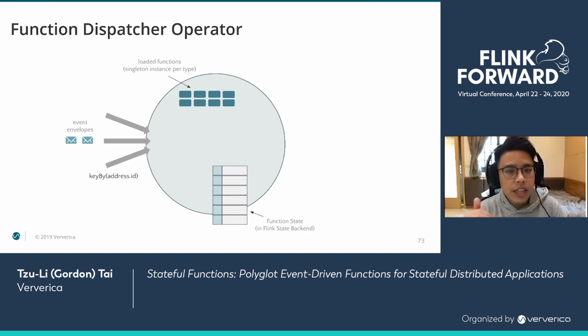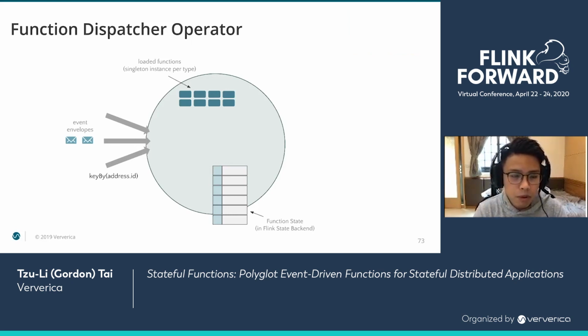Okay, now I want to take a closer look at the internals of the dispatcher operator itself. With this, you'll be able to understand how exactly our function instance is virtual. Now, within the dispatcher operator, there are essentially two important components. First is a registry of loaded functions here. Now, this registry consists of a singleton instance per function type. Notice it's not per logical address, but just an instance per function type.